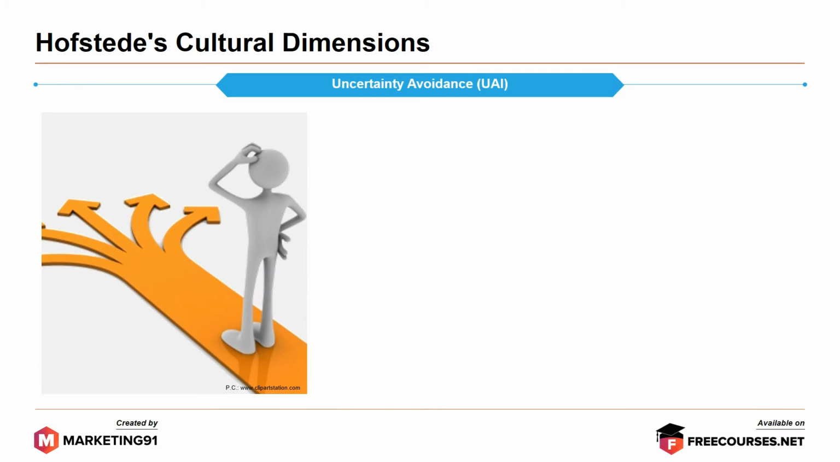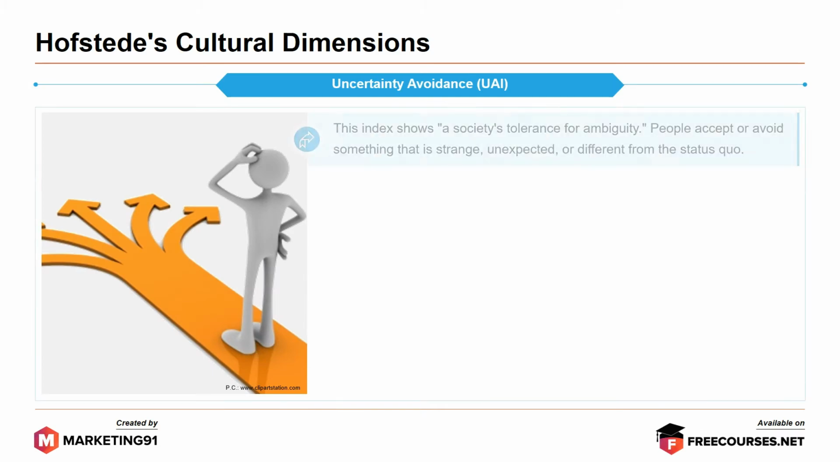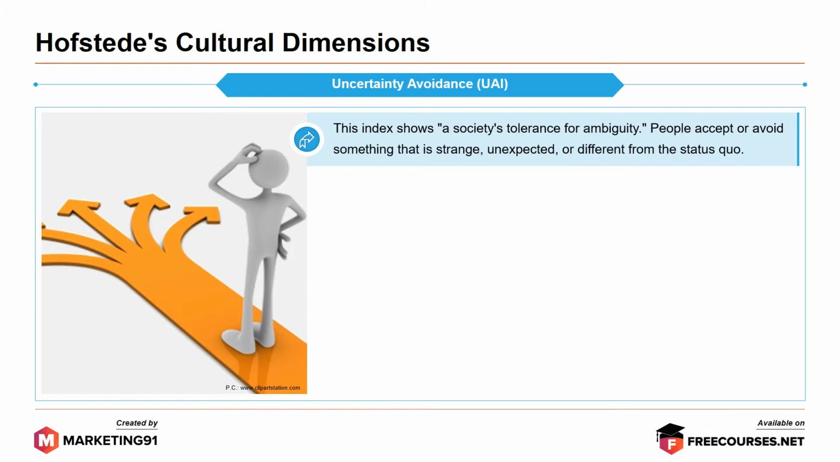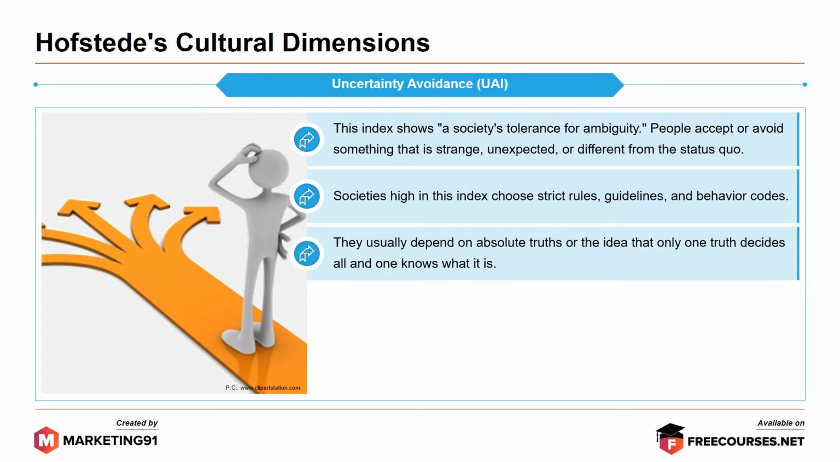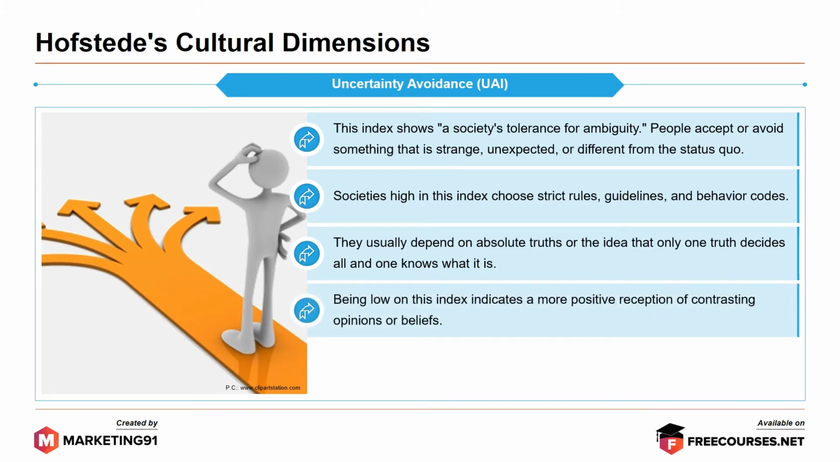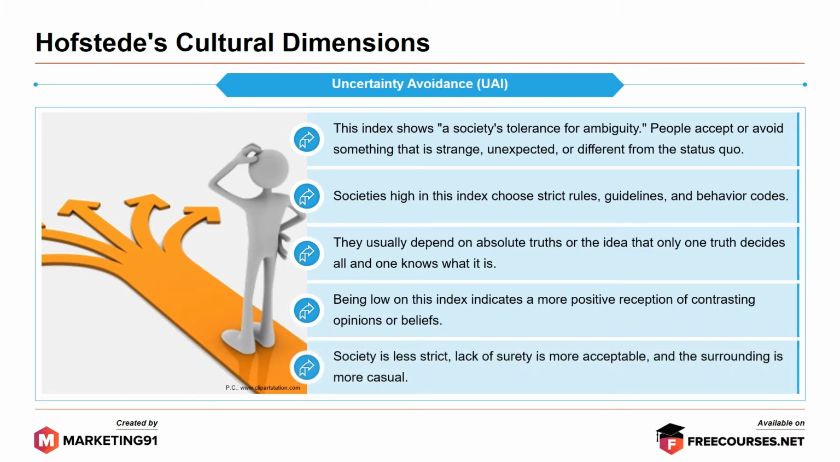Moving on to the other dimension, that is uncertainty avoidance. This index shows a society's tolerance for ambiguity. People accept or avoid something that is strange, unexpected, or different from the status quo. Societies high in this index choose strict rules, guidelines, and behavior codes. They usually depend on absolute truth, or the idea that only one truth decides all and one knows what it is. Being low on this index indicates a more positive reception of contrasting opinions or beliefs. Society is less strict, lack of surety is more acceptable, and the surrounding is more casual.